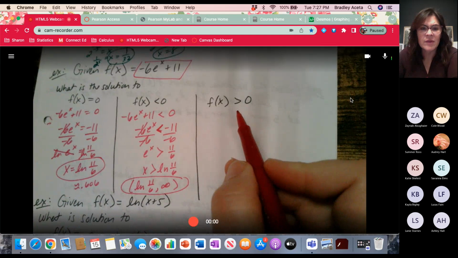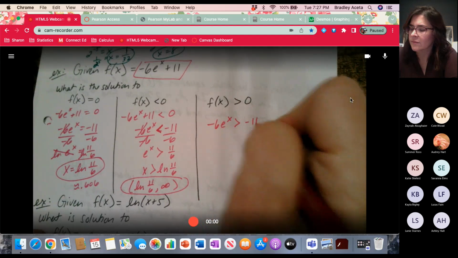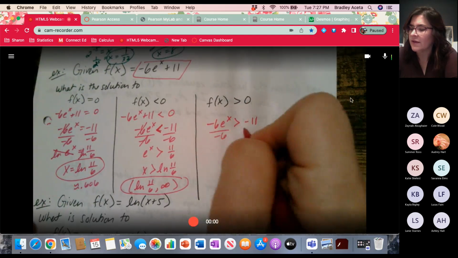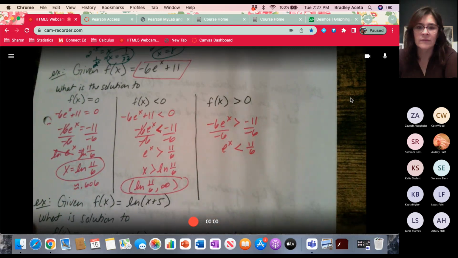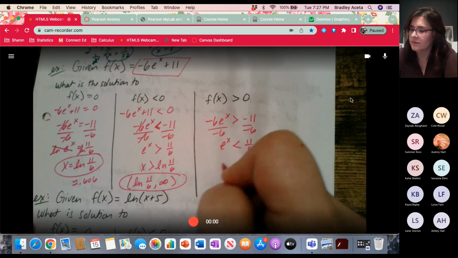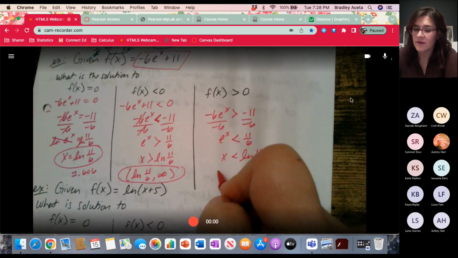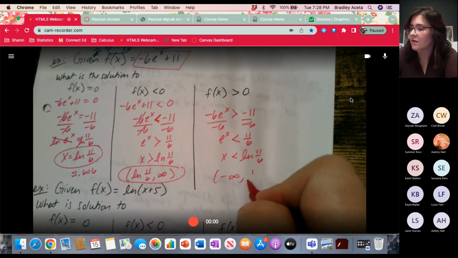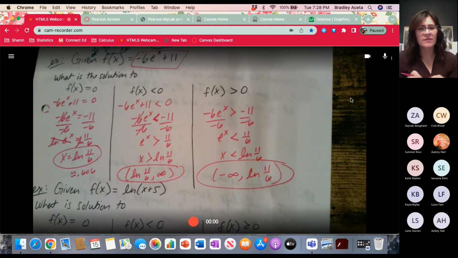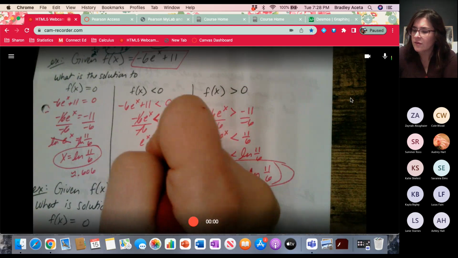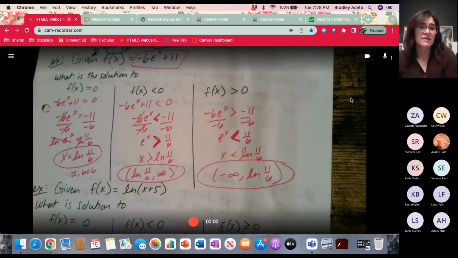And then likewise, the same thing would happen on this side because you're dividing. You divide by that negative 6 and it would flip to now be less than. And then you ln it. You get x is less than the ln of 11/6. So that would be from negative infinity to the ln of 11/6. Okay, so just something to be careful of here. You have to flip when you divide. And that's doing it analytically.